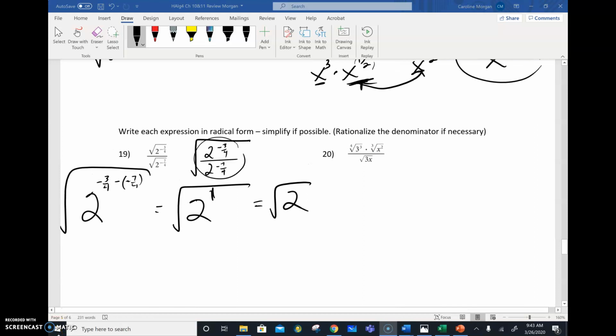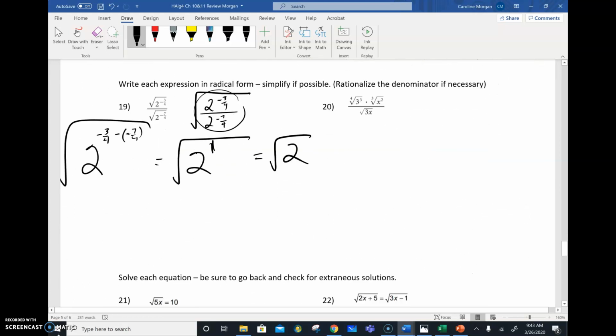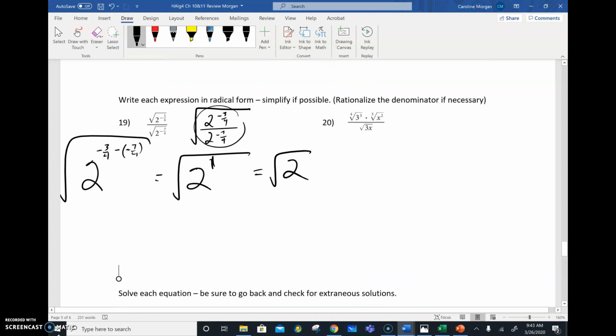I'm going to come back to 20 because I'm really not sure what they're asking us to do there. Actually, that problem looks really similar, like we've done it before. I'm going to go back for a second. Yeah, there's no way for me to combine that in one radical because we have different roots. So we're going to come back to that one.